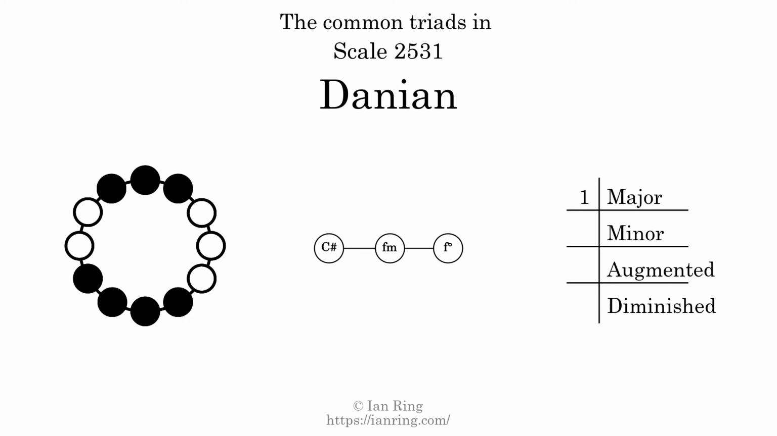There is one major triad. There is one minor triad. There are no augmented triads. There is one diminished triad. Here is a Hamiltonian path of parsimonious voice leading that uses all the triads.